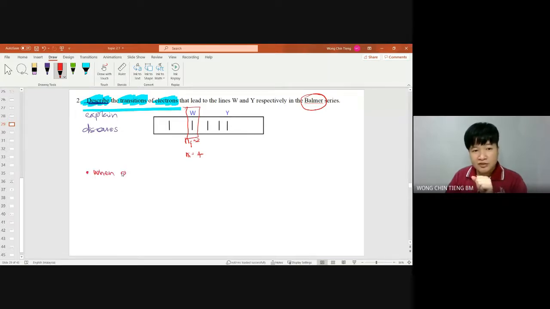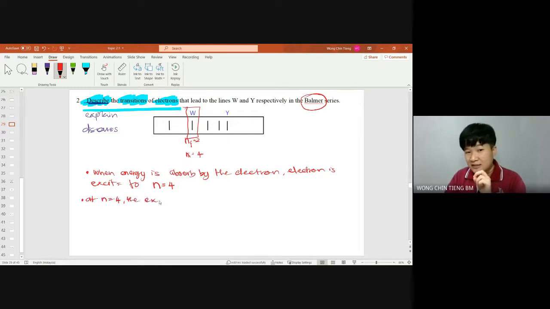When energy is absorbed by the electron, electron is excited. It excites to n equals to 4. Excited state, kita sekarang excited n equals to 4. At n equals to 4, the excited state, guna balik ayat dan nota aja. The excited state, electron is very unstable. So when the electron is very unstable, electron drops to a lower energy level.